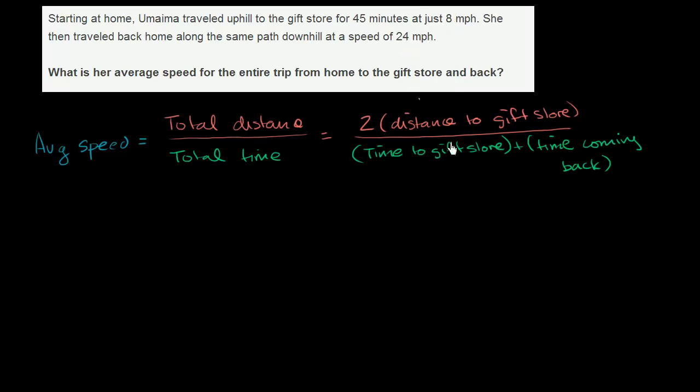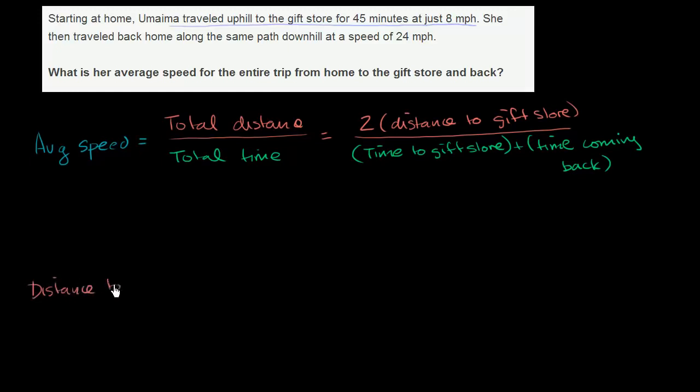So let's see which of these we already know. How do we figure out the distance to the gift store? At no point do they say the gift store is this far away. But they do tell us, in this first sentence, Umama traveled uphill to the gift store for 45 minutes at just 8 miles per hour. So we're given a time and a speed, so we should be able to figure out a distance. Let me write it this way. Distance to the store.